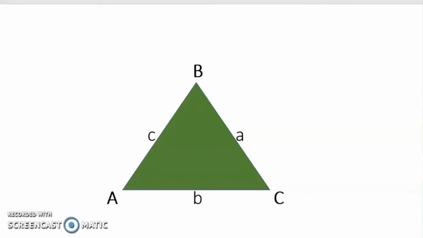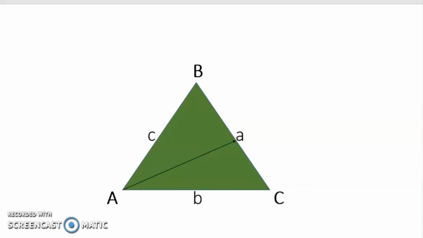The cosine rule is labeled the same way as the sine rule. Now here is A, B, and C. This is angle A, this is angle B, while this is angle C. So it is labeled the same way as the sine rule.